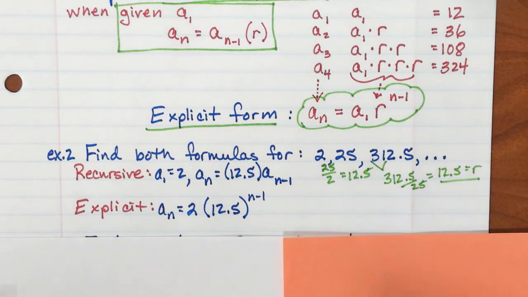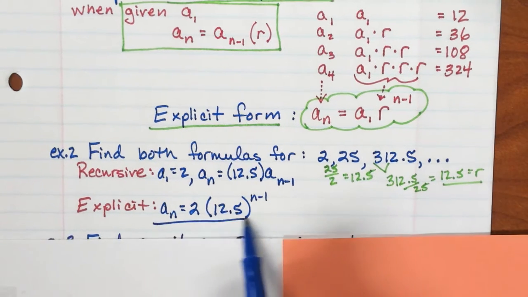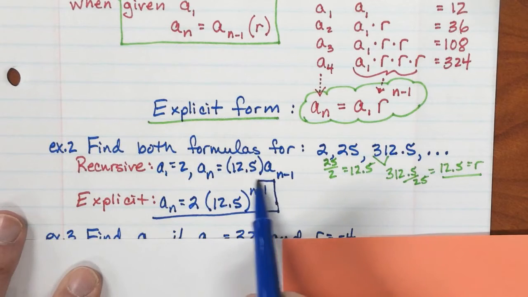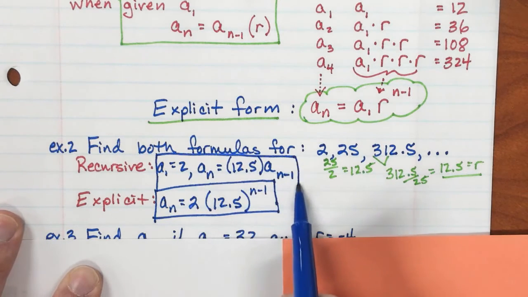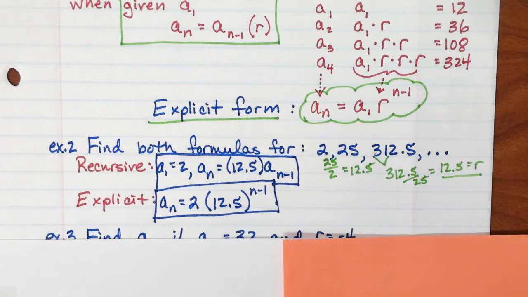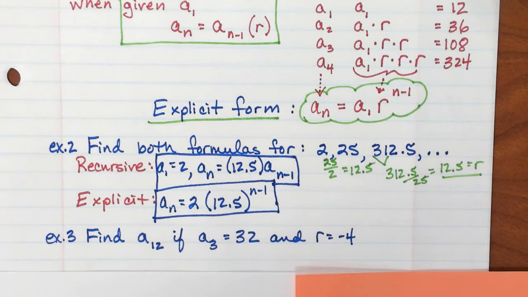That would be the explicit formula. Let's box these up. On some of your assignment today, you will be asked to find the recursive formula for this sequence and the explicit formula. All right? Let's look at example 3.